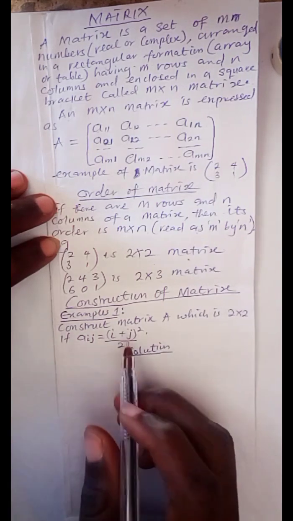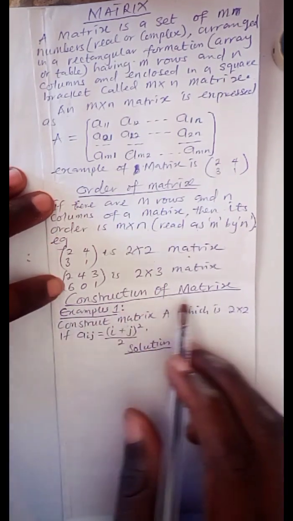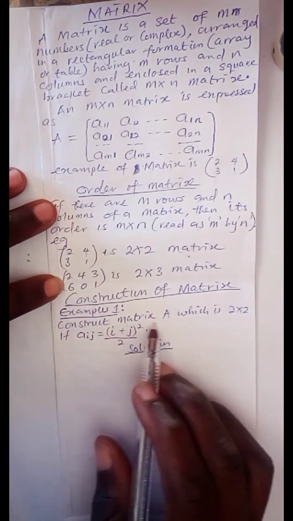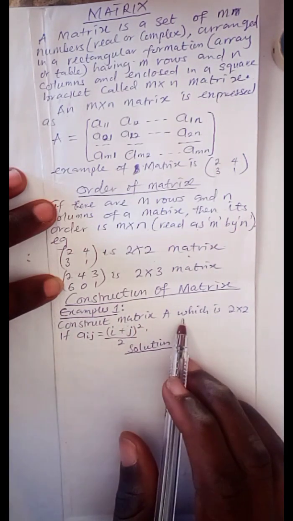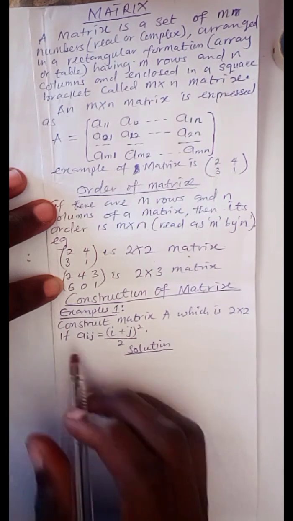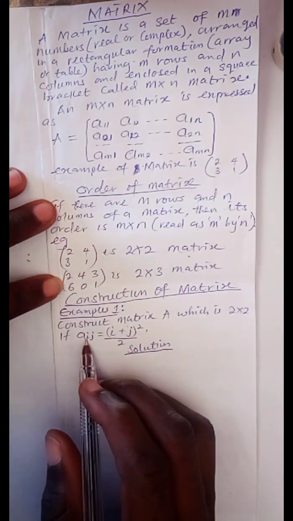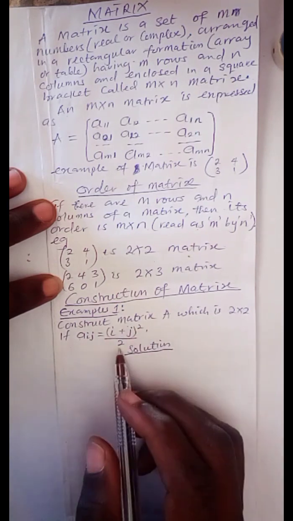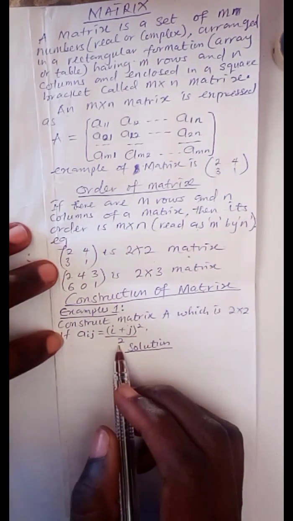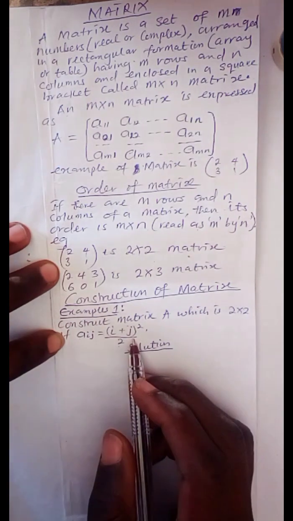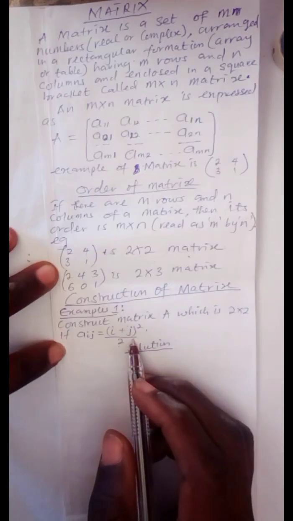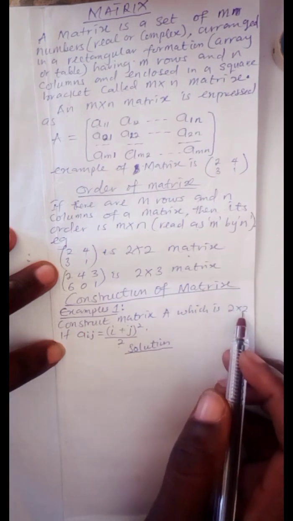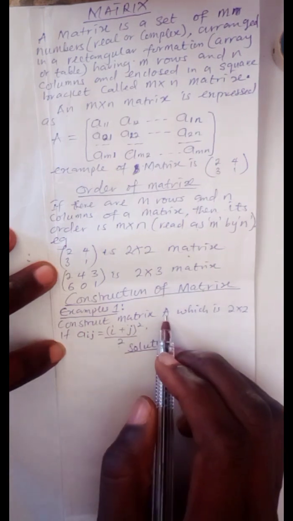So now let's take this example that is under construction of matrix. Example 1: construct matrix A, which is 2 by 2, if Aij is equal to (i plus j) all squared divided by 2. So this is the equation that has been given to us, which we are going to use in order to construct that 2 by 2 matrix, which is named A.